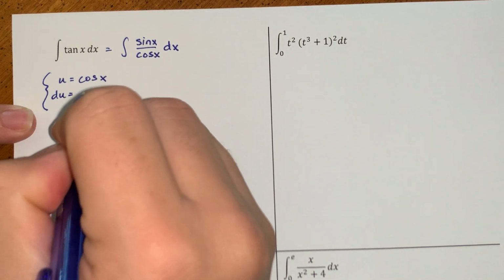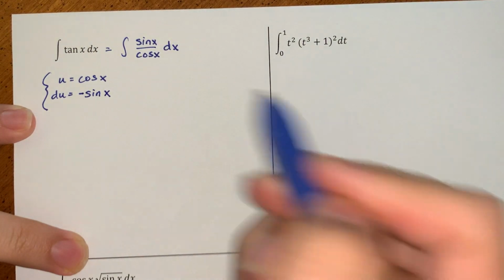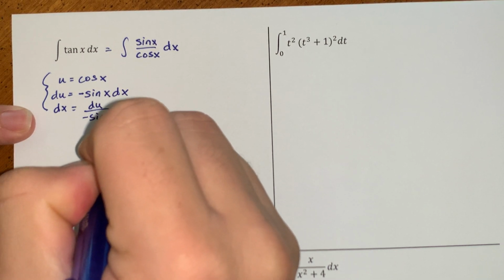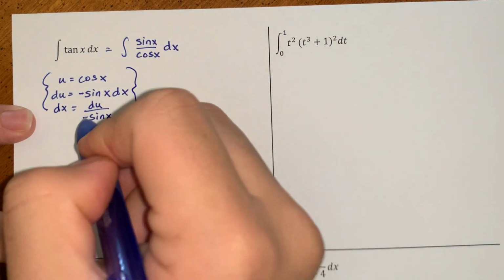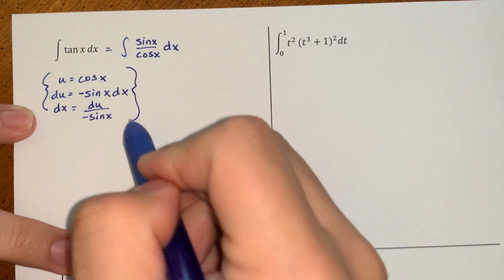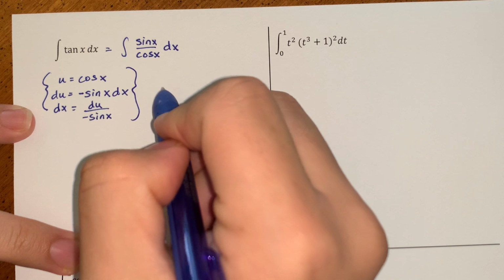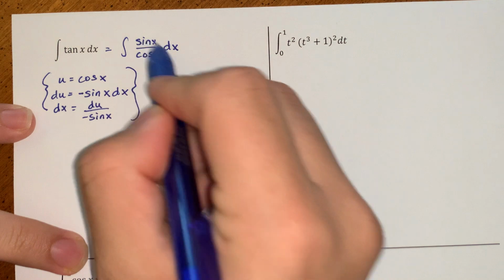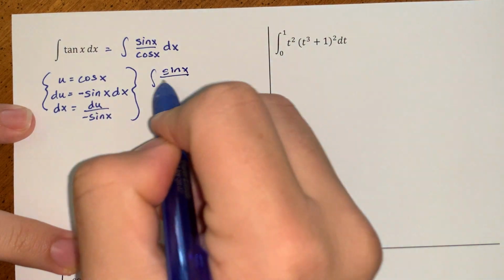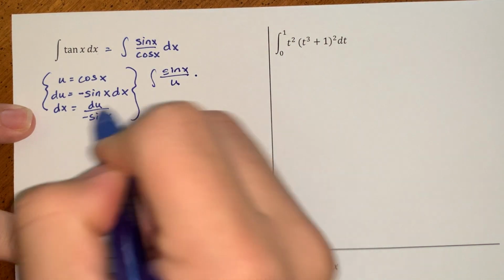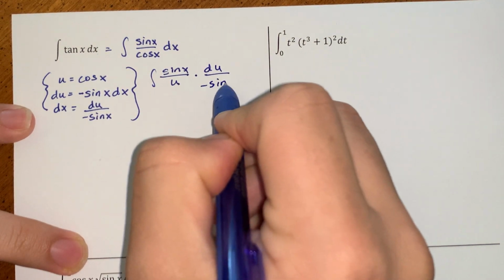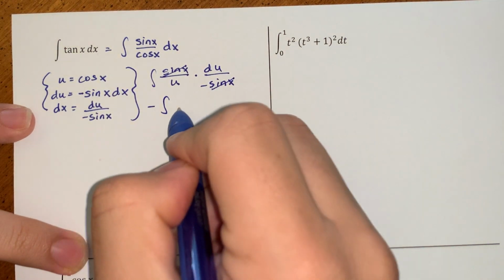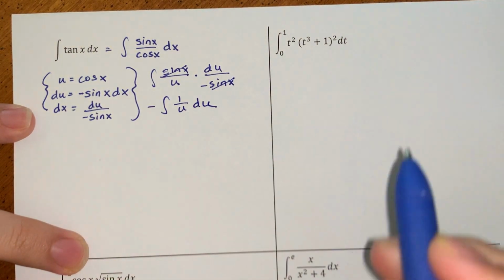All right, so if I take the derivative of that, it's going to be negative sine of x dx. And if I got dx by itself, I got du over negative sine of x. And so now when I do my substitution again, I'm going to end up with the integral of sine of x over cosine of x, which is u, times du over negative sine of x, and voila. All my x terms canceled. The negative I'm going to bring outside of the integral, and that's 1 over u du.